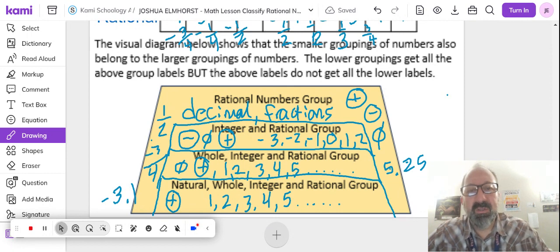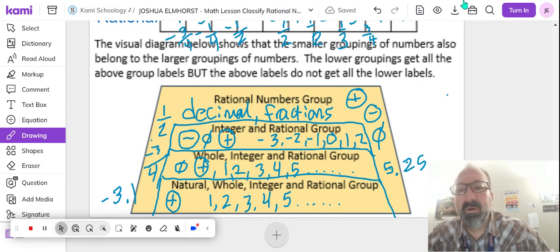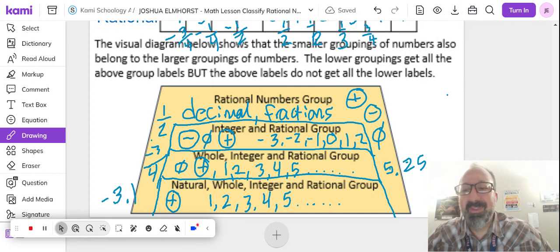So rational numbers is going to include all of the numbers, and then you're going to check and see if you take away some of the attributes of the number, does that rational number also get integer, whole number, or natural number labels? So thank you for joining Mr. Elmhorst for the classification of rational numbers lessons.